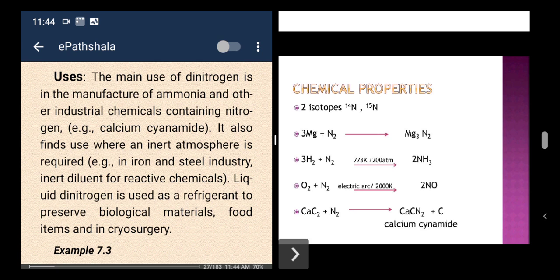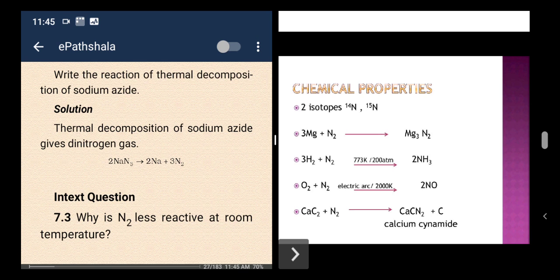Okay, so uses of nitrogen. The main use of dinitrogen is in the manufacture of ammonia and other industrial chemicals containing nitrogen, such as calcium cyanamide. It also finds use where an inert atmosphere is required. So those are the examples.